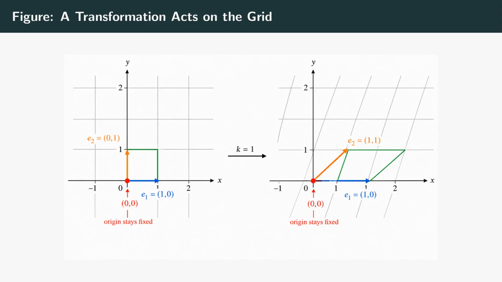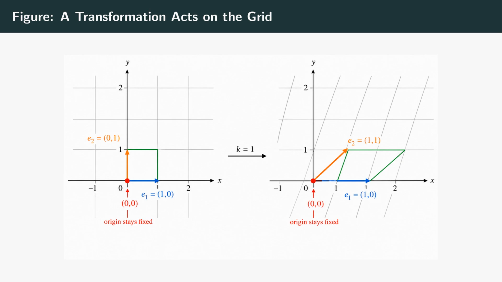Let's watch a transformation act. On the left is the input plane, a clean square grid with the two basis arrows highlighted, the first pointing right along the x-axis, the second pointing straight up. A little unit square sits in the corner. On the right is the same plane after we apply a horizontal shear. Watch what happens. The first basis arrow does not move at all.